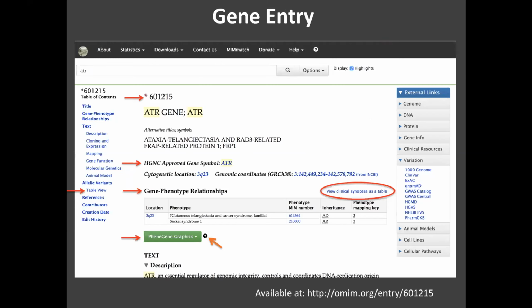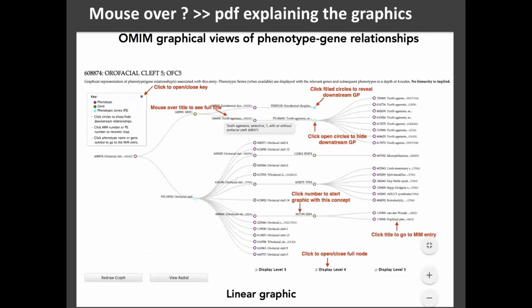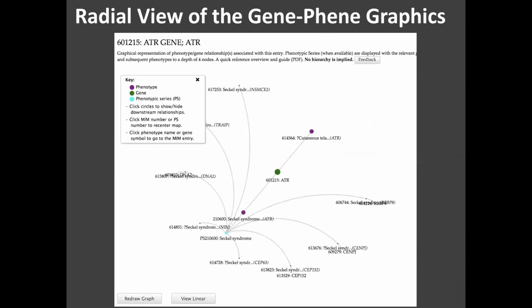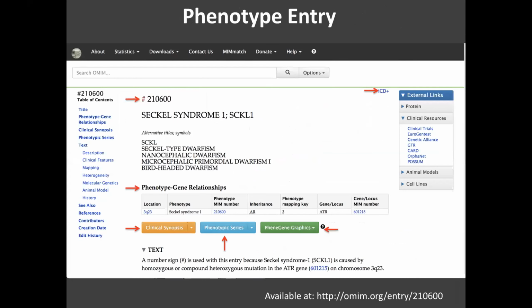And finally, there's something called the Phene gene graphics, which is a visual representation of the relationships between genes and phenotypes in OMIM. This you can toggle up, down. This is a PDF that shows what all these things mean, which obviously you can get from OMIM. And this is just what it looks like clean. And it shows you in a linear view or in a radial view. And this is the radial view, which will obviously rotate. The linear view you can open and close things. The linear is non-hierarchical.